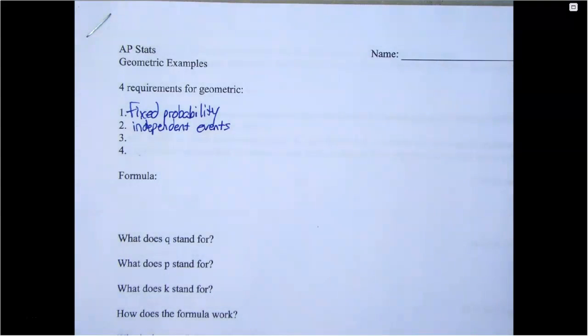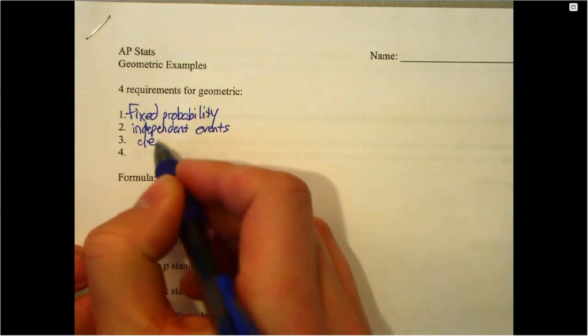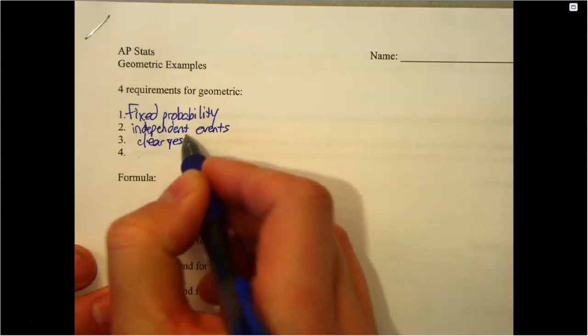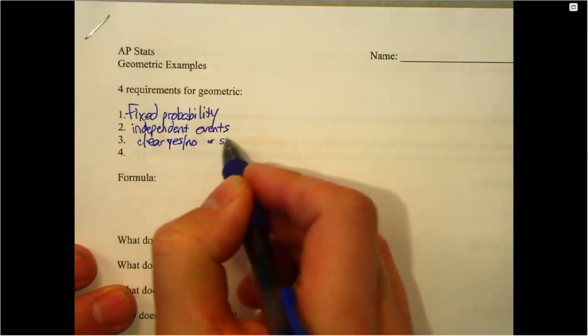So if I roll a die and I get a 2, it doesn't make a 2 more likely the next time. If I flip a coin and get tails, it doesn't make tails more or less likely the next time. You still need a clear yes, no, or success, fail.